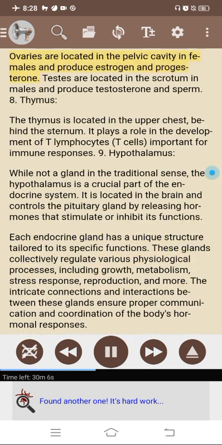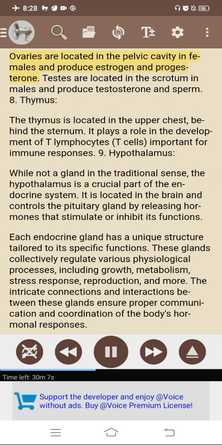7. Gonads: ovaries and testes. Ovaries are located in the pelvic cavity in females and produce estrogen and progesterone. Testes are located in the scrotum in males and produce testosterone and sperm. 8. Thymus. The thymus is located in the upper chest, behind the sternum. It plays a role in the development of T lymphocytes, T cells important for immune responses.